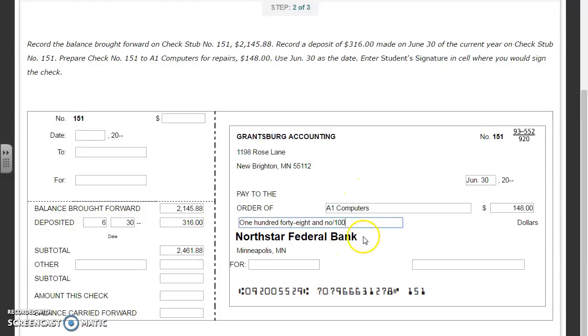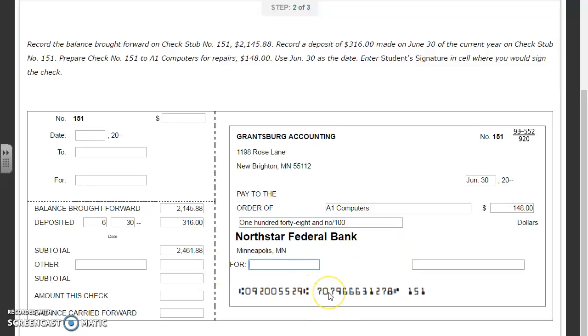Now, typically if you were writing this check out, you'd actually do a couple of other things. You would draw a line after the check. If you had, say, written this check for 148.25, you would put 25 over 100. If it was 148.50, you'd put 50 over 100. That's where you're putting whatever cents is involved in the amount. Now, if you're writing the check out, you could just as easily put 0 over 100, and that's totally acceptable. This program, however, wants you always to say no over 100. So please do that for your assignments.